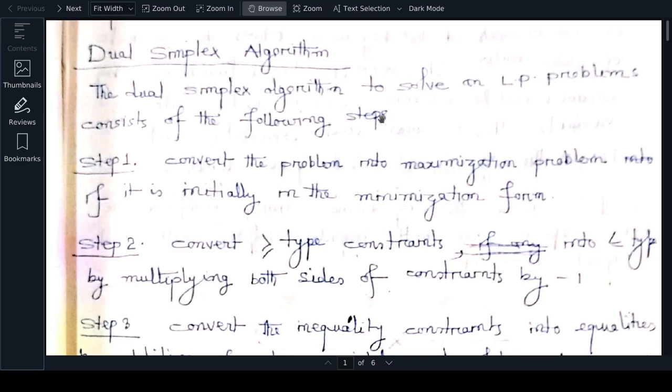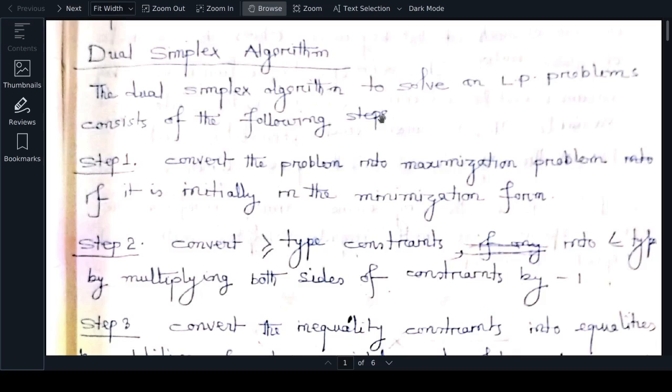So the dual simplex algorithm to solve a linear programming problem consists of the following steps. So the first step is what? Convert the problem into a maximization problem if it is initially in the minimization form. Means if a minimization problem is given, always we convert it into the maximization.